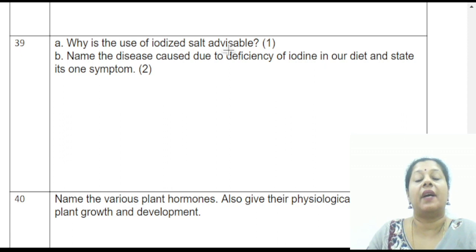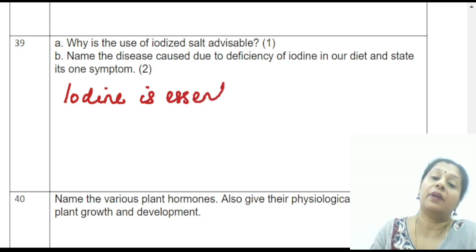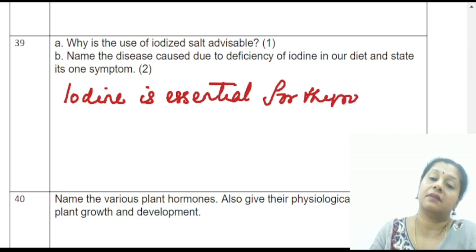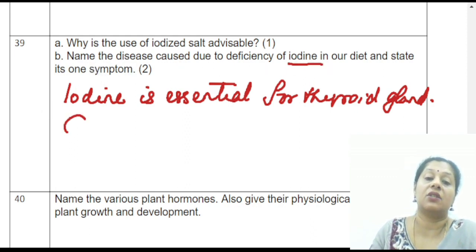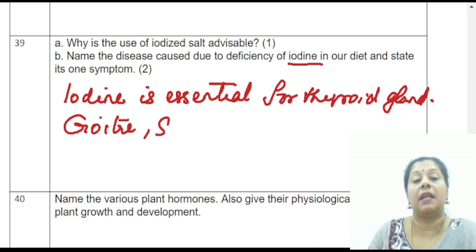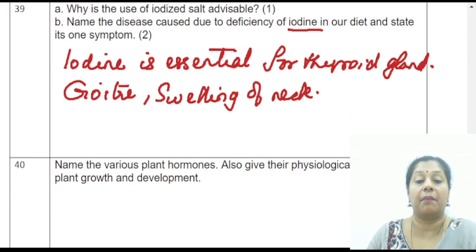Why is the use of iodized salt advisable? Iodine is essential for the proper functioning of the thyroid gland. The thyroid gland secretes thyroxine hormone, so it is essential. Name the disease caused due to deficiency of iodine in our diet. It is goiter, or the swelling of the neck, and the symptom is swelling of the neck. That means the thyroid gland is becoming swollen.